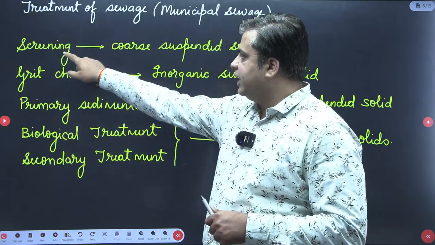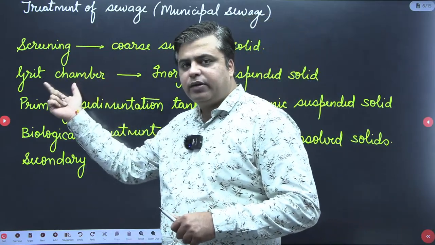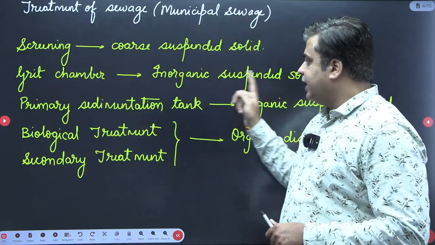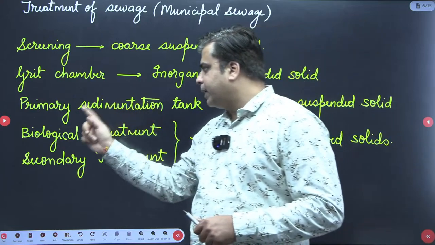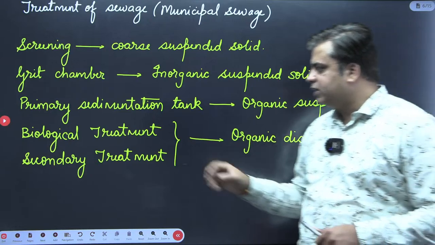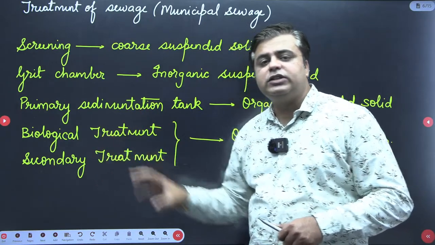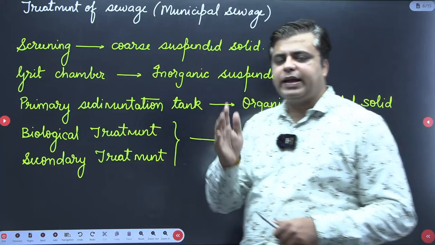First one is screening, which removes coarse suspended solids. Second is your grit chamber, which removes inorganic suspended solids. Then you have primary sedimentation tank, which removes organic suspended solids. And then you have biological treatment or secondary treatment, which is removing dissolved organic solids.